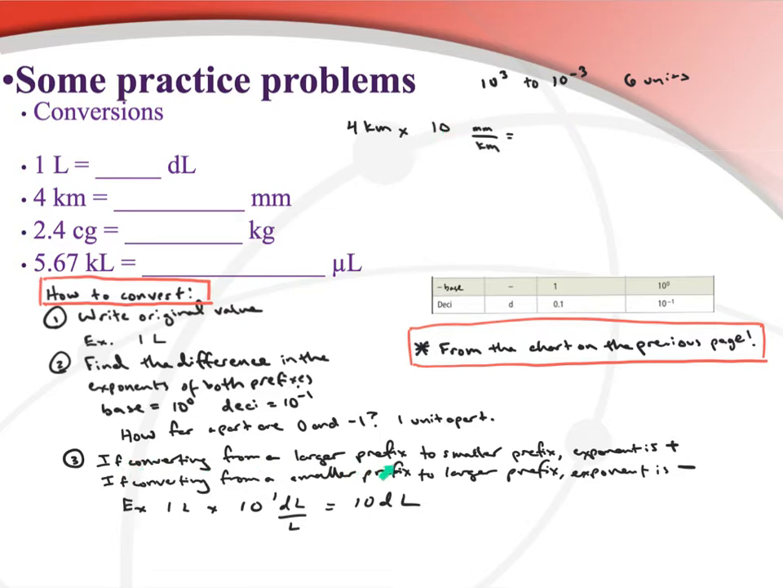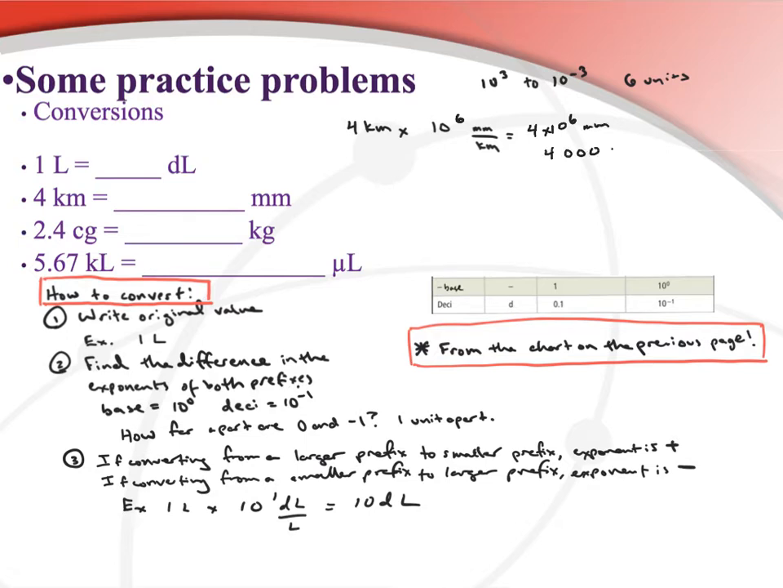If we're converting from a larger prefix to a smaller prefix, the exponent is positive. Well, I'm going from kilo, which is a bigger unit, to a smaller unit. So it is going to be positive. It's going to be positive 6. So this is going to be times 10 to the 6th. Okay, and you can write as an answer 4 times 10 to the 6th millimeters, or if you want, you could write the whole thing out.